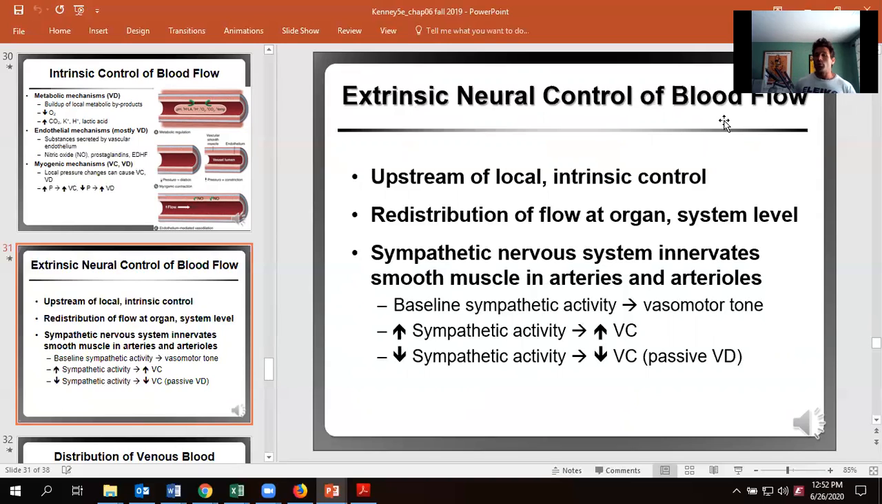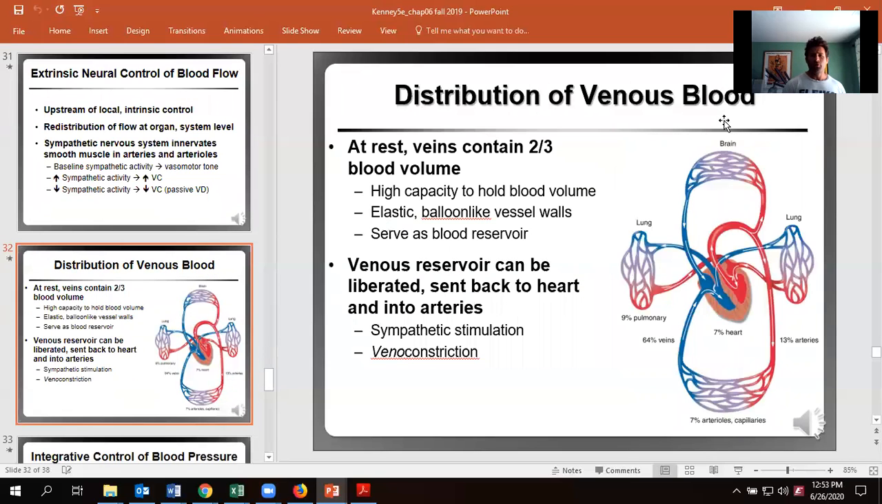Now, the other side of it is when we have lower sympathetic activity, we're more relaxed, we're going to have a greater amount of vasodilation throughout the rest of the body. We're going to have better blood flow to all of our tissues. And we're going to find that most of the blood in our body at rest is really sitting in our veins.